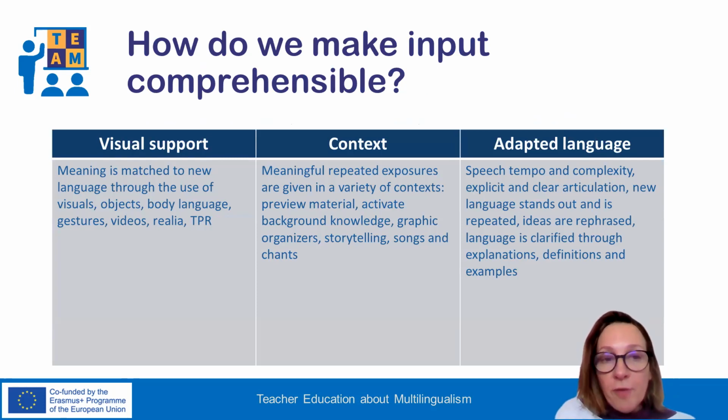So the first one is visual support, in other words, visuals, objects, realia, body language, gestures, videos, and total physical response are some of the ways that teachers can use in order to support the comprehensibility of the input. The second one refers to the context.